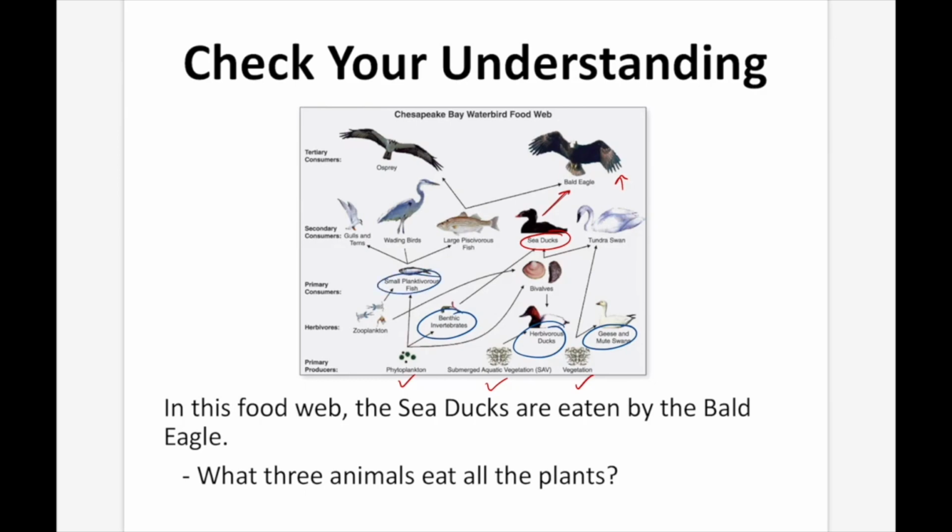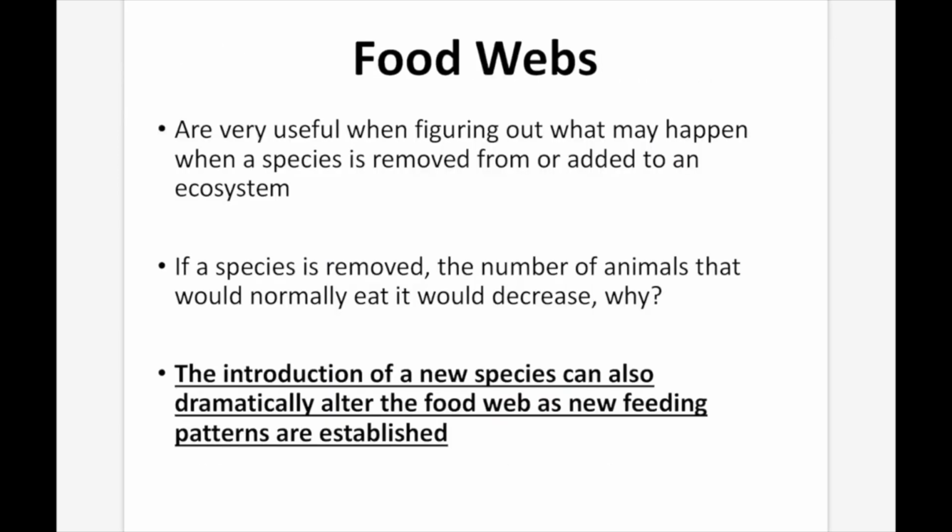Food webs are very useful in figuring out what may happen when a species is removed from or added to an ecosystem. If a species is removed, the number of animals that would normally eat it would decrease. So why would that be? Well, as we mentioned before, in the example of the grass being eaten by the snail, if we remove the grass, now there's no food for the snail to eat. So as a result, the snail population is going to go down. The introduction of new species can also dramatically alter the food web as new feeding relationships are established.